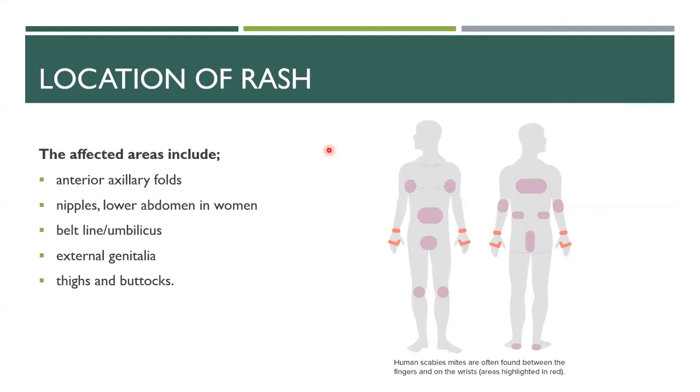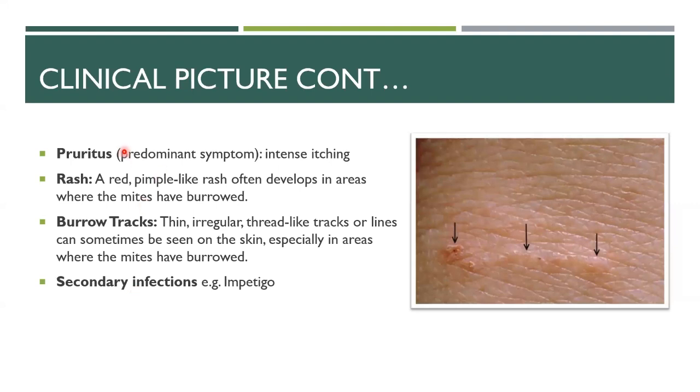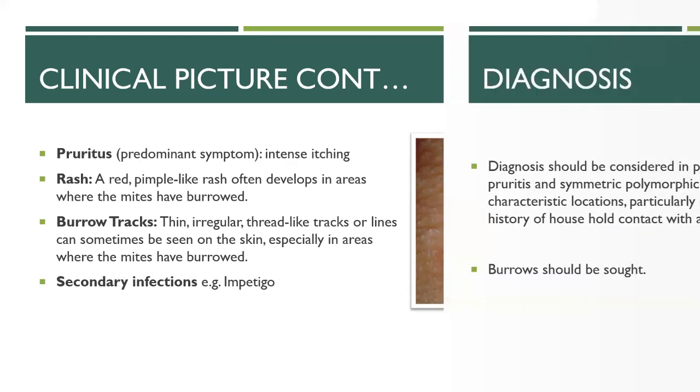So we have said you have a characteristic rash. The rash can be seen in certain parts of the body, like the axilla area, the nipple area, belt line, around the umbilicus, thighs, and buttocks. Those are the classical areas that we might find, but not to say that we cannot find them in other places. We can, but these are the places we commonly see them. So the clinical picture, just to reiterate: the classical pruritus is the most predominant symptom, intense itching. We have the rash, and then we have this burrow track, which shows the track that the mite has passed. And then we might have other secondary infections.